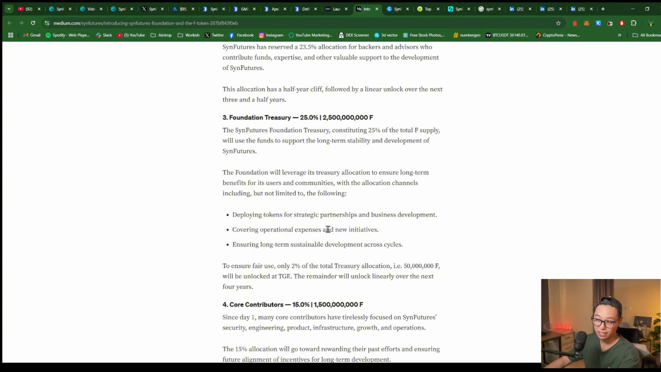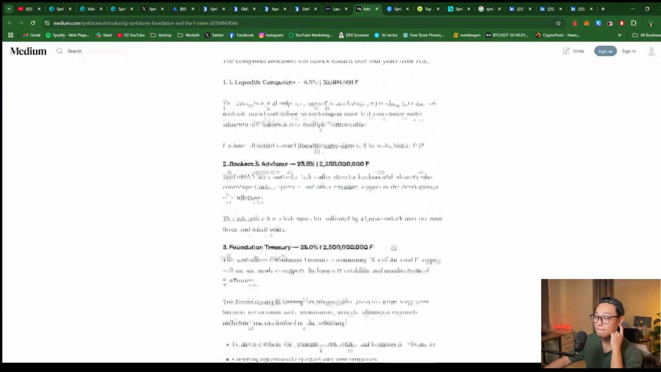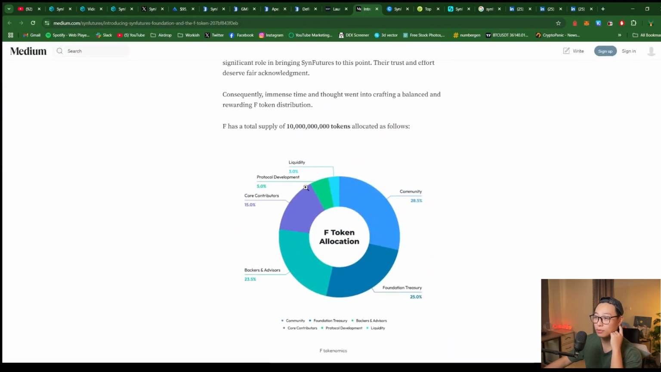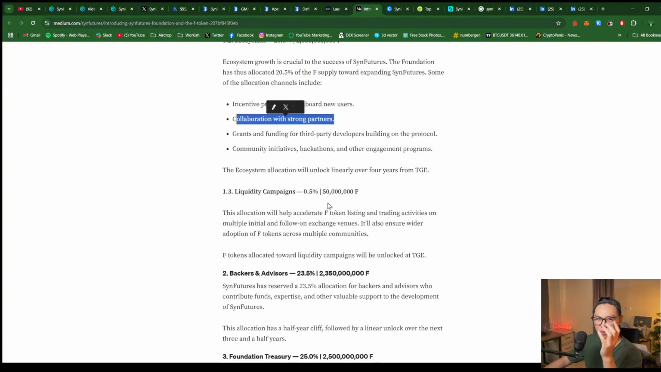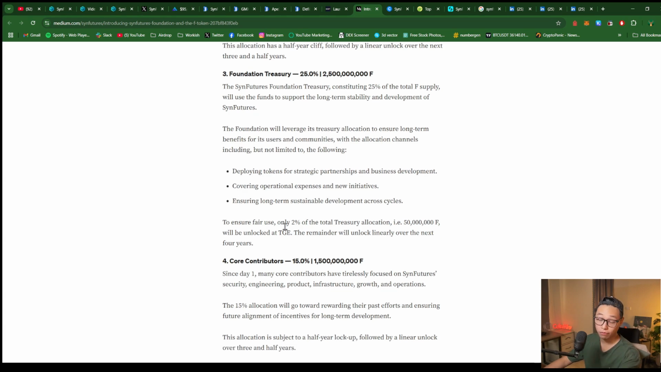Covering operational expenses and new initiatives. Okay, so what is the protocol development for? And ensuring long-term sustainable development across cycles. Okay, to ensure fair use, only 2% of the total treasury allocation, for example, 50 million tokens, will be unlocked at TGE. The remainder will be unlocked linearly over the next 4 years.